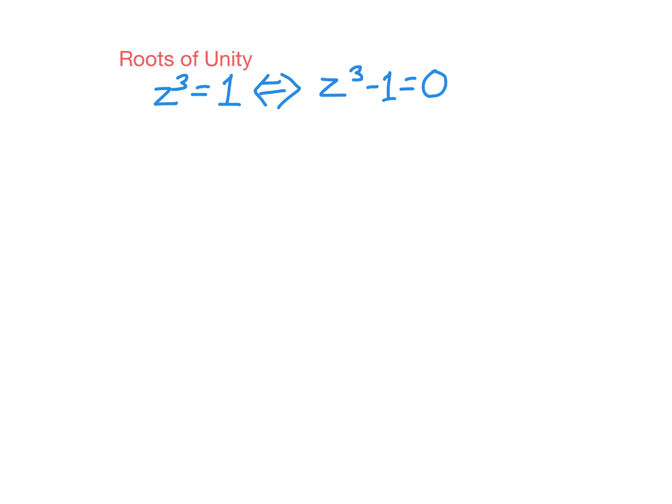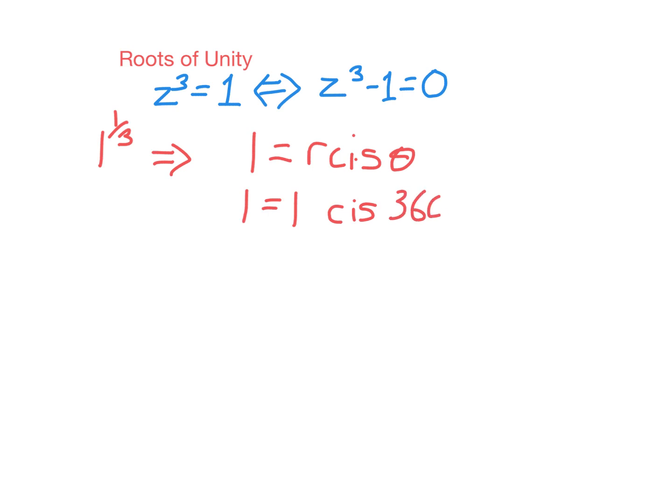Here, we basically want to raise 1 to the power of a third. So what we're going to do is we're going to first write 1 in the form r cis theta. So hopefully you can see that r is clearly going to be 1. Now what we're going to do is we're going to take the angle 360. So why did we take 360? It's because cos of 360 is equal to 1, but sine of 360 is equal to 0. So this is equal to 1 times 1 plus i times 0.